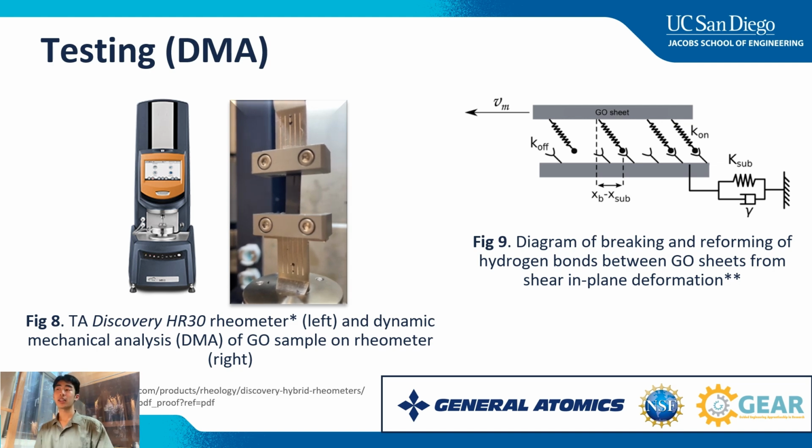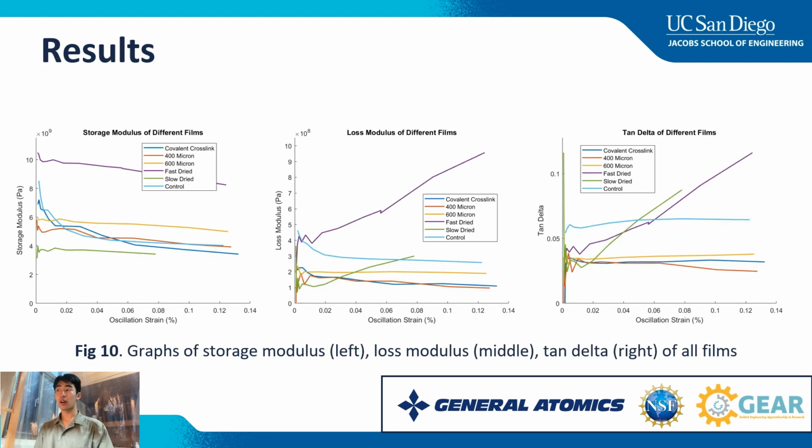So this data that I collected from the TA TRIOS software and plotted via MATLAB, we have storage modulus, loss modulus, and tan delta of each film. You can consider storage modulus as the energy stored or stiffness, loss modulus as energy dissipation or damping, and then tan delta as the ratio between the loss modulus and storage modulus.